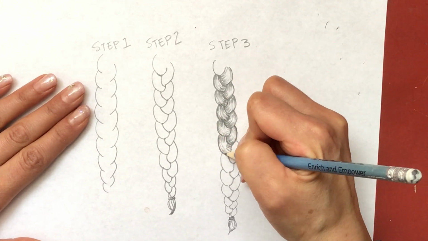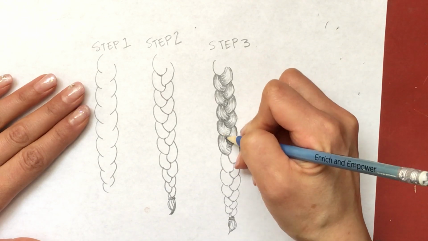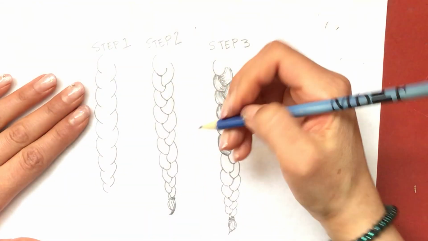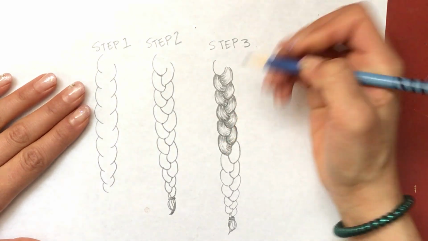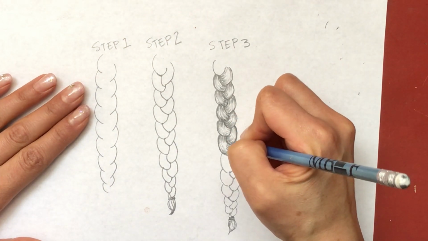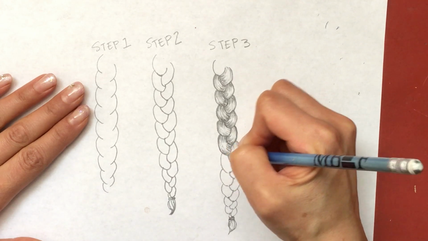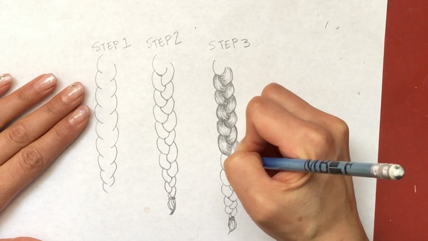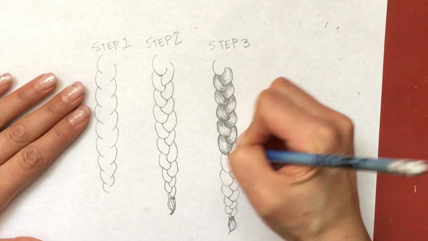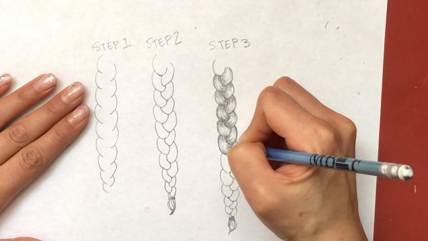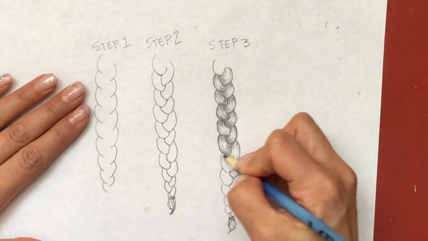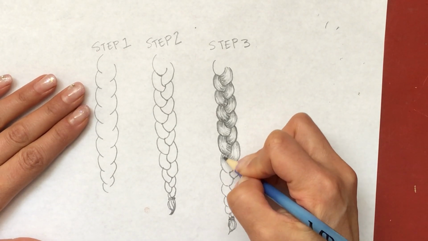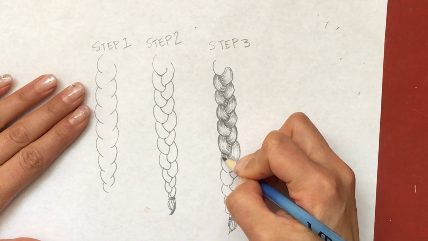Why would you need to draw a braid? Maybe in your artwork you want to draw a princess with a long braid, or maybe you want to draw a mermaid with a long braid of hair, or maybe you're doing a portrait and your subject has a braid. So it's just kind of a fun technique to know, and it's kind of cool.